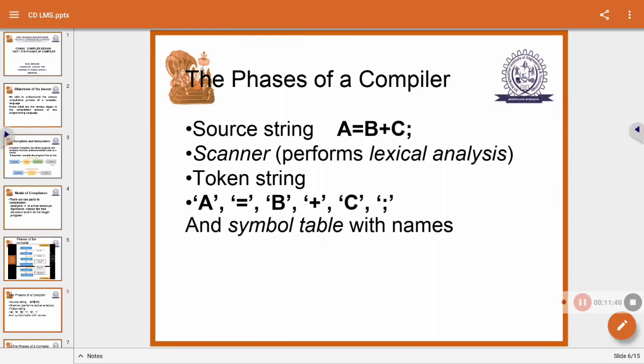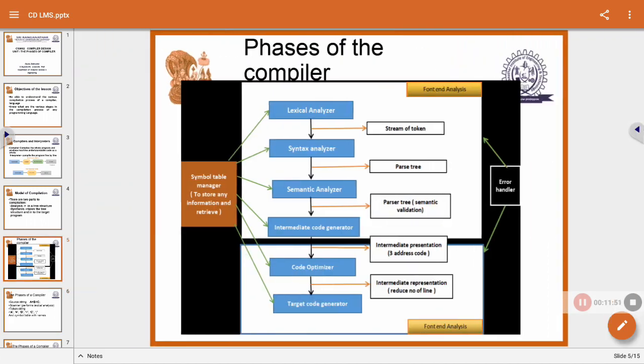Now the tokens will be passed as an input to the second phase of the compiler. What are the phases of the compiler? We know it very well. Lexical analyzer followed by syntax analyzer. When the lexical analyzer takes the expression A equal to B plus C and passes it to the syntax analyzer in the form of tokens, the syntax analyzer will be forming a tree.